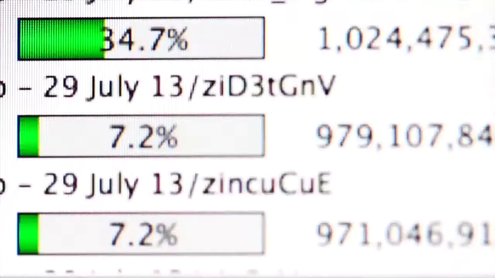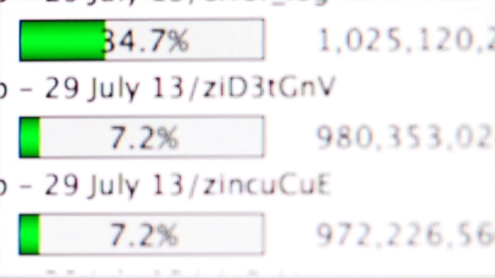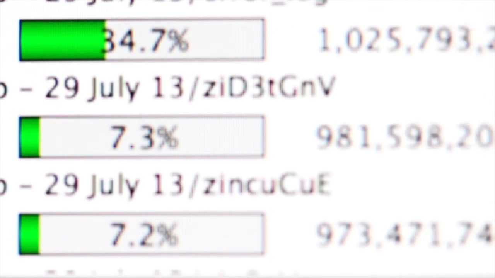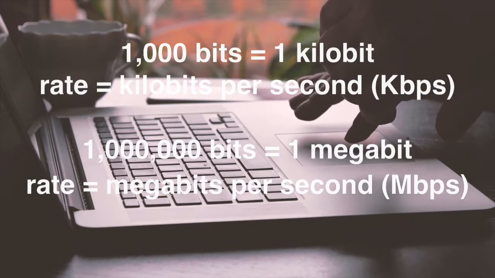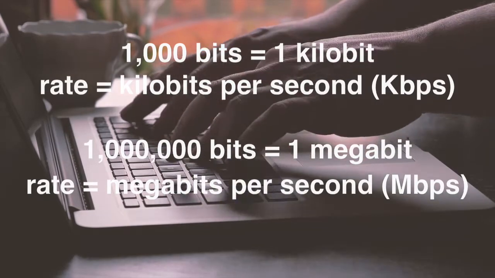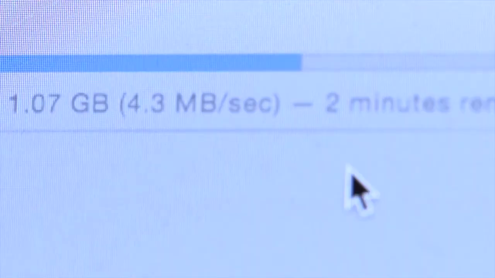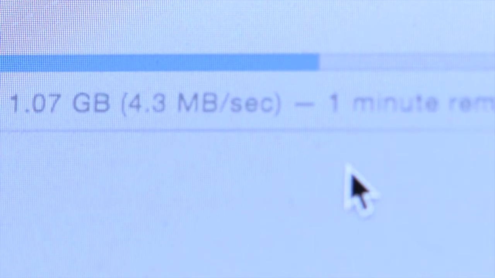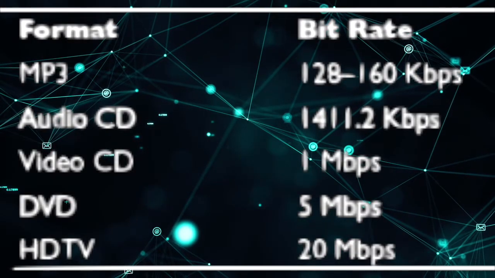Bitrate. Bitrate is a measurement of the quantity of information over time in a digital signal stream. It is quantified using bits per second, BPS, where 1,000 bits equals 1 kilobit, and its rate is measured in kilobits per second, kbps. And 1 million bits equals 1 megabit, and its rate is measured in megabits per second, mbps. Generally speaking, the higher the bit rate, the better the quality.